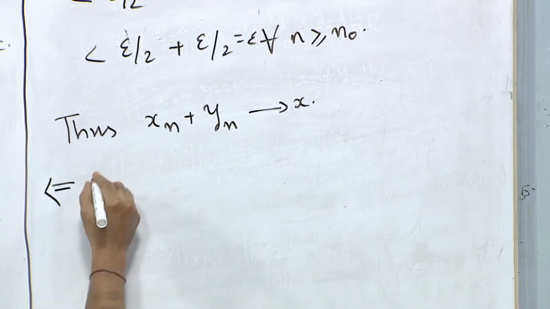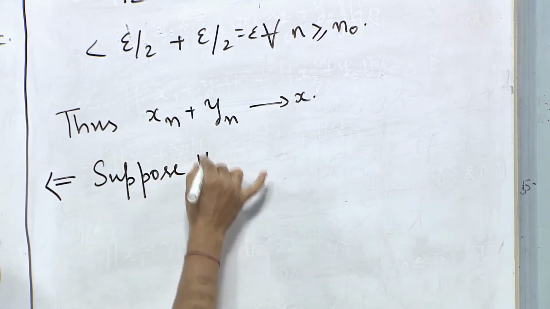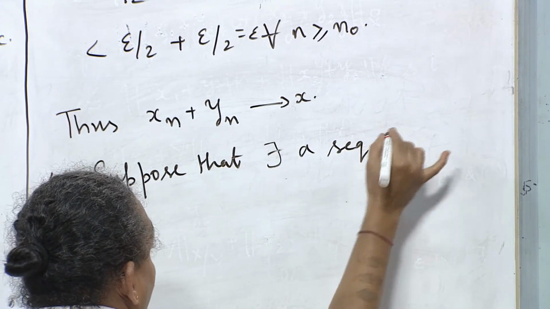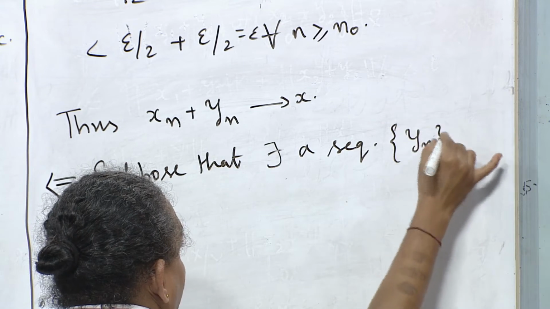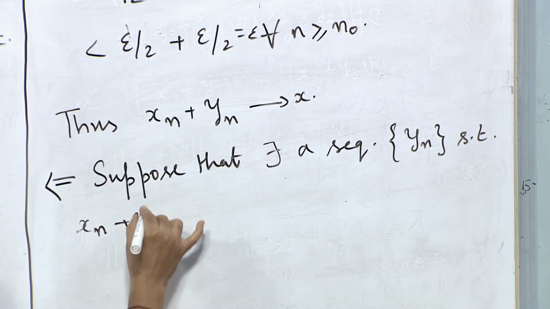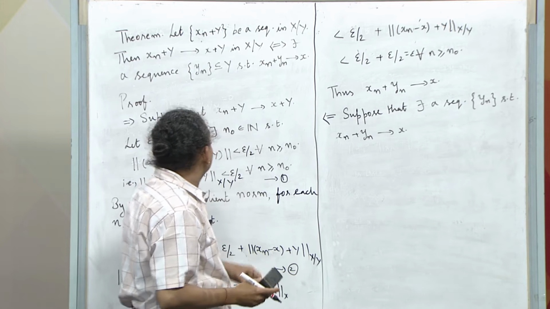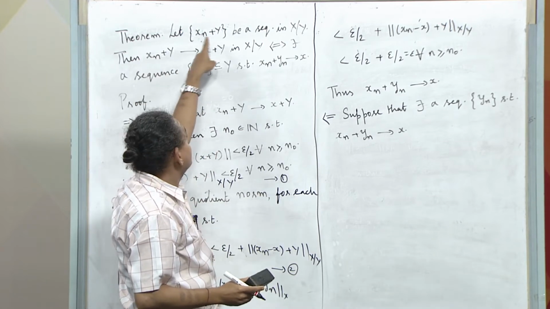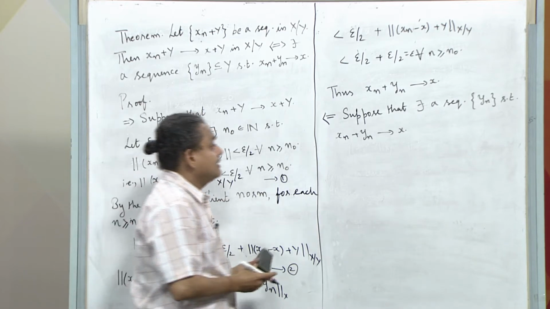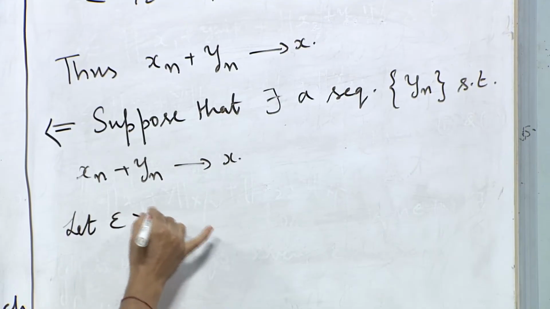Right. Suppose that there exists a sequence y n such that x n plus y n converges to x. So, we will have to show that this sequence, the original sequence x n plus capital Y converges to x plus Y in the quotient space, right. So, as usual let us begin with an epsilon positive.